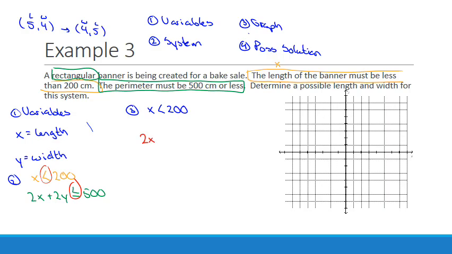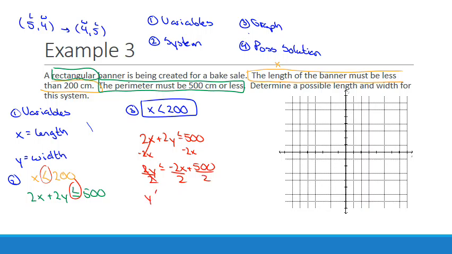So 2x, let me just circle this so I know that one's done. 2x plus 2y is less than or equal to 500. I will try to isolate my y because, remember, we're graphing this line, which we call the boundary, and we treat it just like a line. So I'm going to put this in slope-intercept form. I'm dividing by a positive 2, so I do not need to change my inequality. Negative x plus 250.